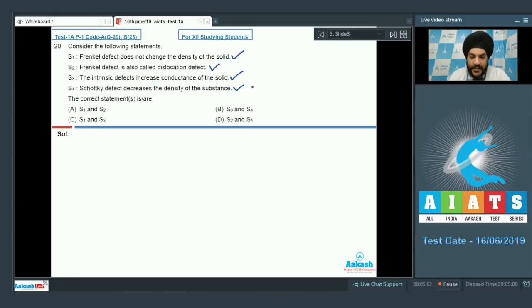And if we look at the options which are given to us, we can clearly see that all of these options have to be marked as correct. So A, B, C and D. All of them have to be marked as the correct answer for question number 20. Let us look at the next question now.